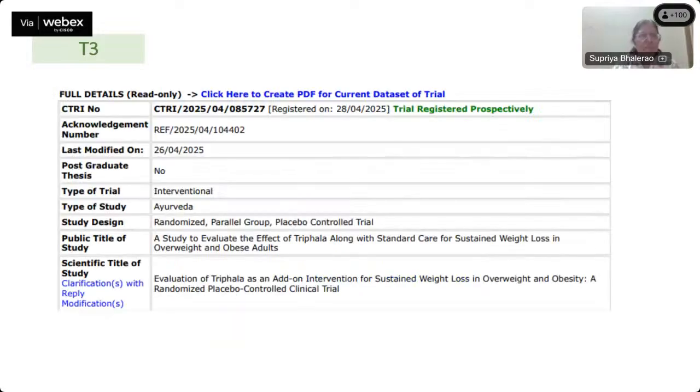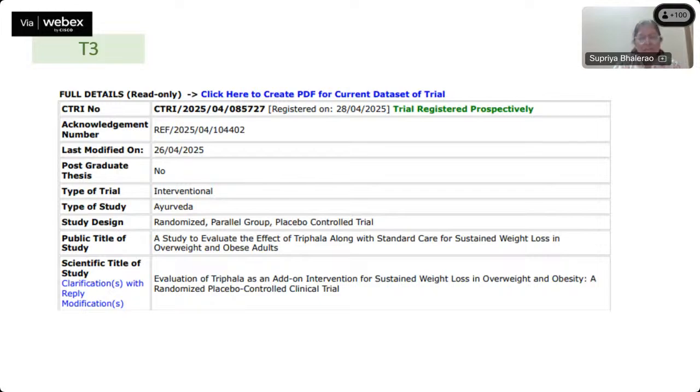Moving ahead, now we are at T3. You can see here that this trial was registered very recently, on 28th April, and here we are going to do a randomized parallel group study along with standard of care. So one group will receive Triphala, another group Triphala and lifestyle, and the other group will receive only lifestyle, and this will be the comparison. And this study is now funded by ICMR.